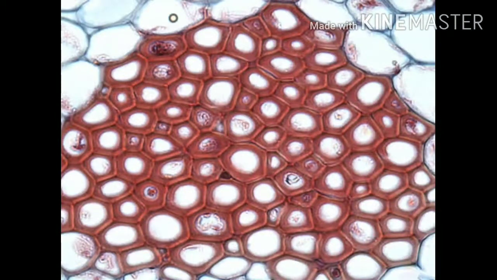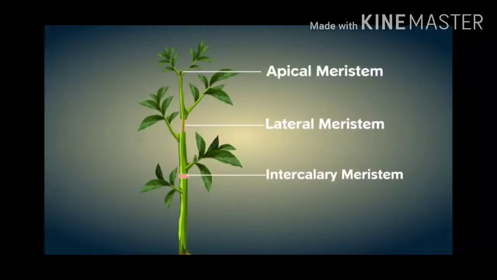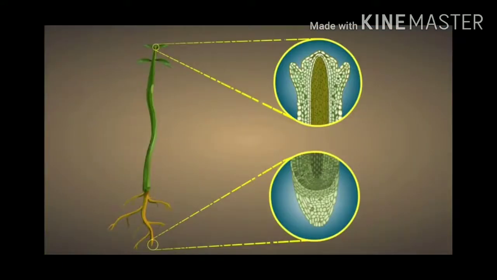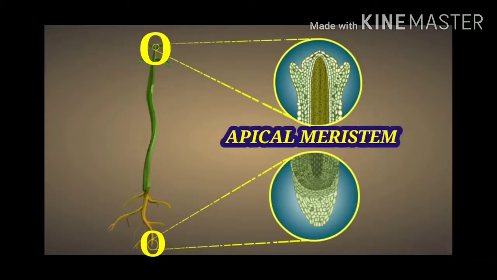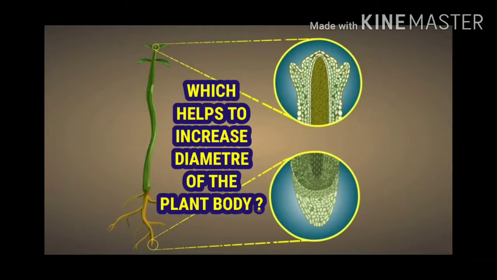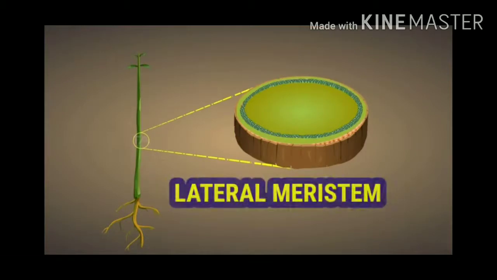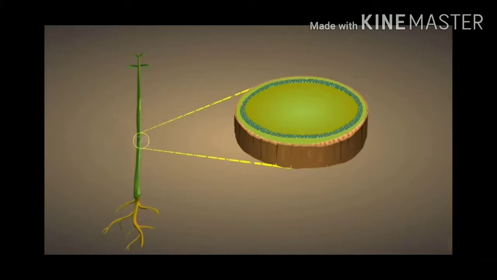Depending on the region they are present, meristematic tissues are classified as apical, lateral, and intercalary. The tissue that helps increase the length of the stem and root is the apical meristem. It is located at the tips of stems and roots. Which tissue then helps in increasing the diameter of the plant body? It is the lateral meristem, located at the lateral portion of the stem or the root.